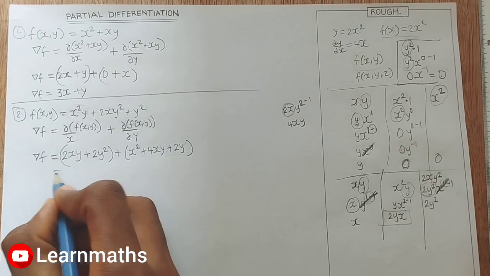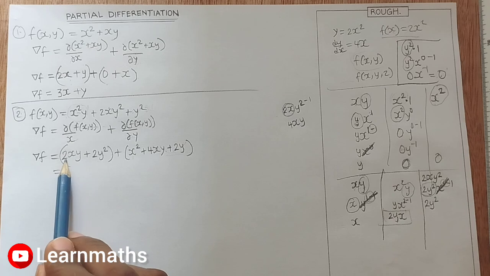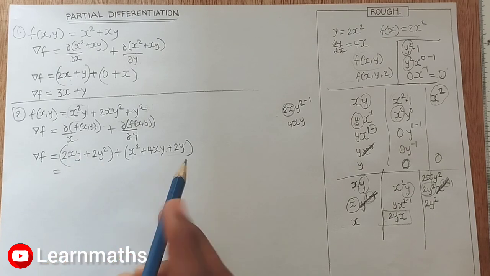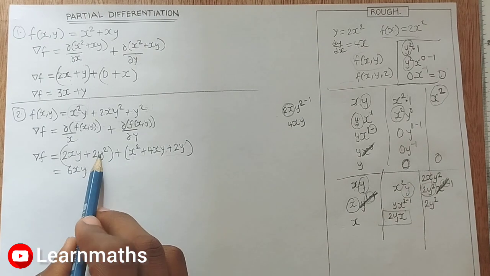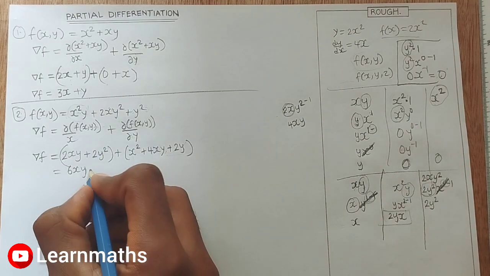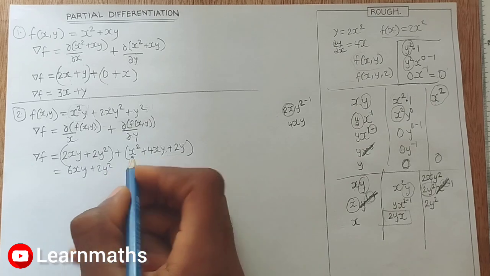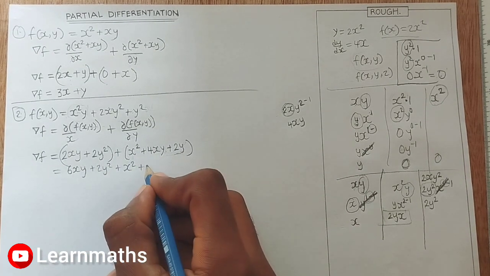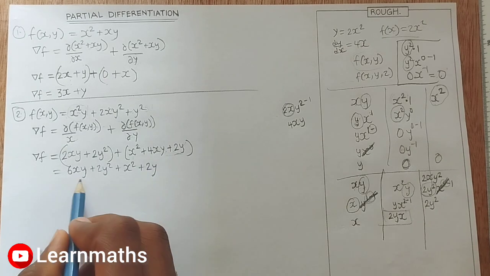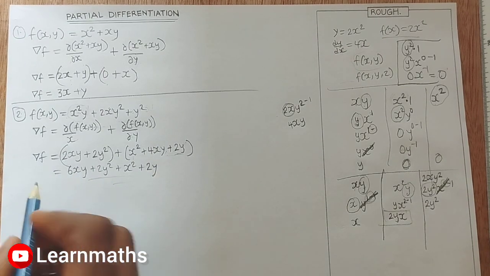Can we sum up some terms there? I have 2xy and I have 4xy. That's a total of 6xy. I have 2y squared here. There is no other y squared, so that's just going to be 2y squared. Then I have x squared. And finally, we have 2y. So this is it. This is the gradient.